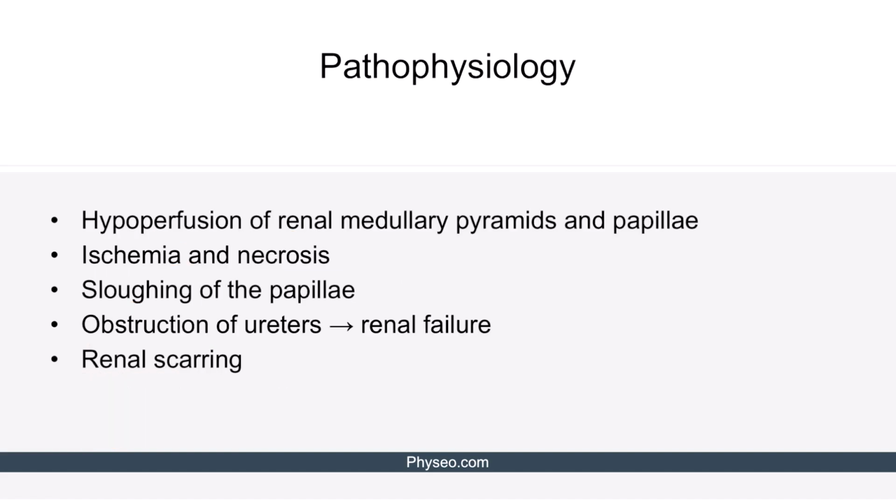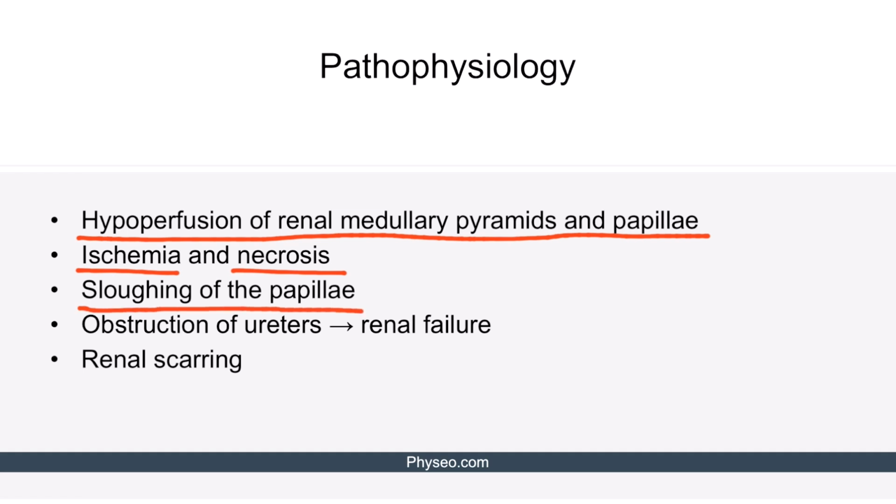The various etiologies mentioned in the previous slide lead to hypoperfusion of the renal medullary pyramids and renal papillae. Renal papillae are located in the apex of renal pyramids and are very susceptible to ischemia due to the small caliber of supplying vessels. This results in necrosis, and eventually the sloughing off of the papillae ensues.